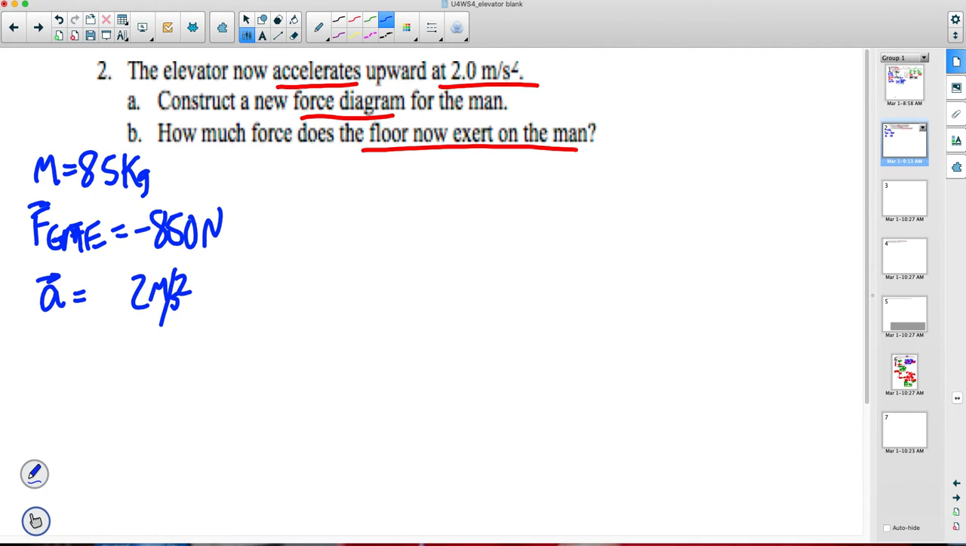And they want us to find the normal force. Find the force normal on the man by the floor. So, force diagram.